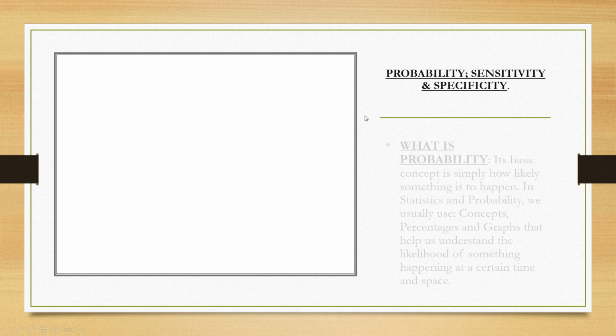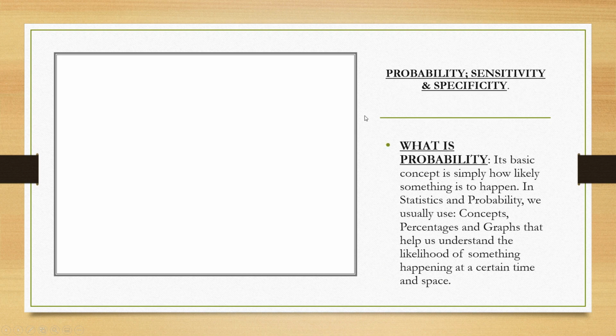So first of all, we have what is probability itself. Its basic concept is simply how likely something is to happen. In statistics and probability, we usually use concepts, percentages, and graphs that help us understand the likelihood of something happening at a certain time and space.